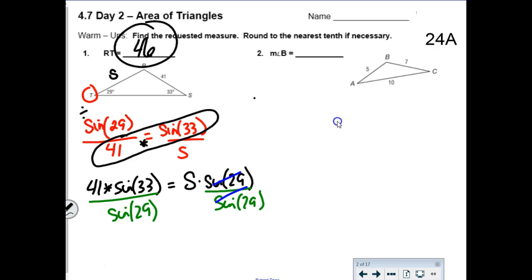Now this next question, they want me to find the measure of angle B. And we have a side setup. So if you remember from your notes on Friday, side means that you're going to set up law of cosines. So law of cosines is the one that looks like a really elaborate version of Pythagorean theorem.